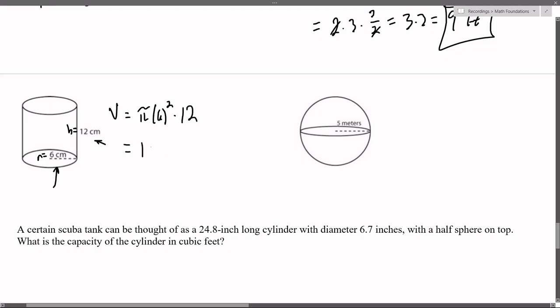I'm getting 1,357, rounded to one place there. And the measurements are in centimeters, so we're going to have centimeters cubed.